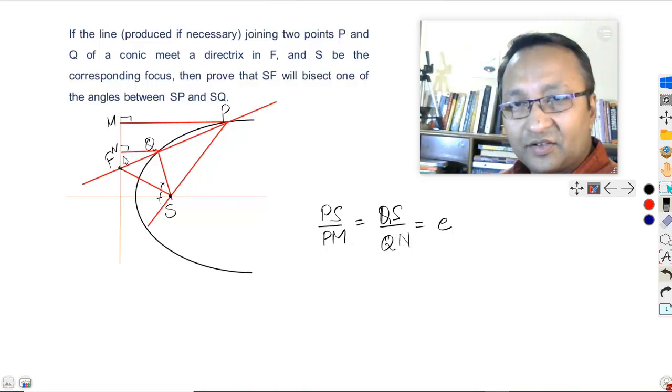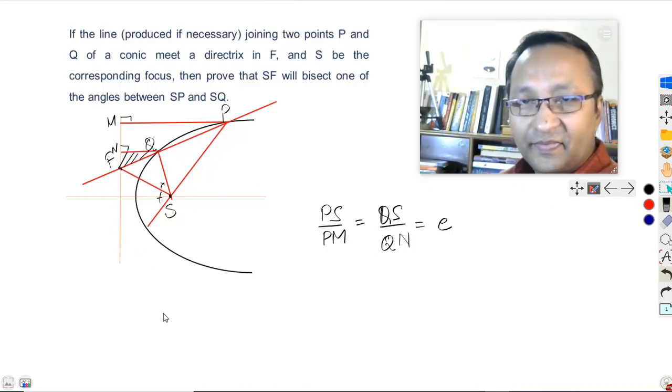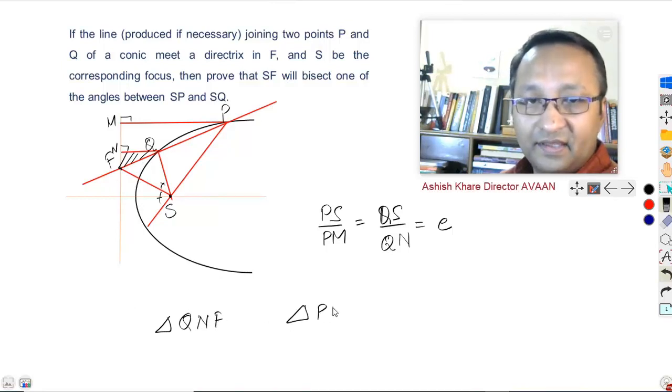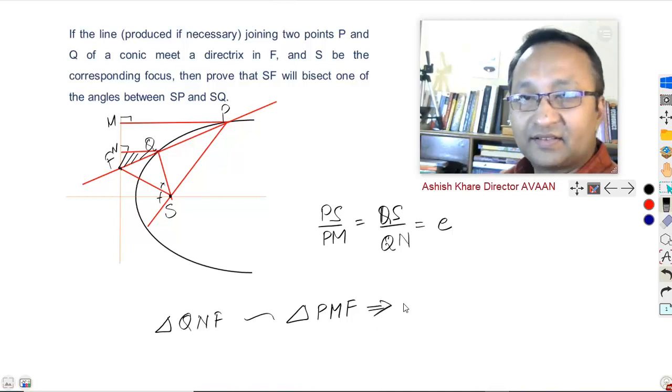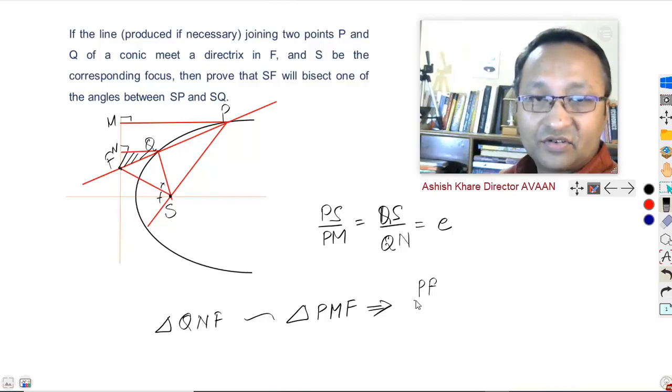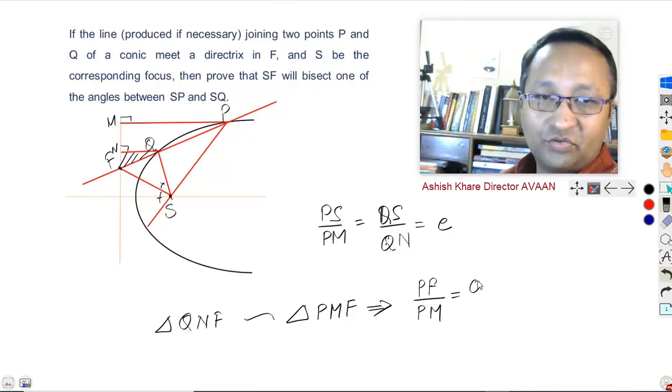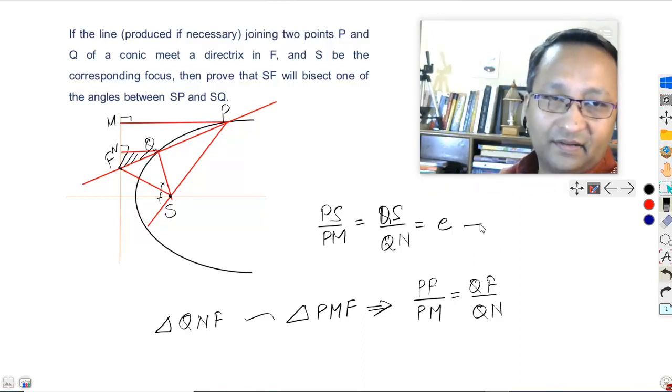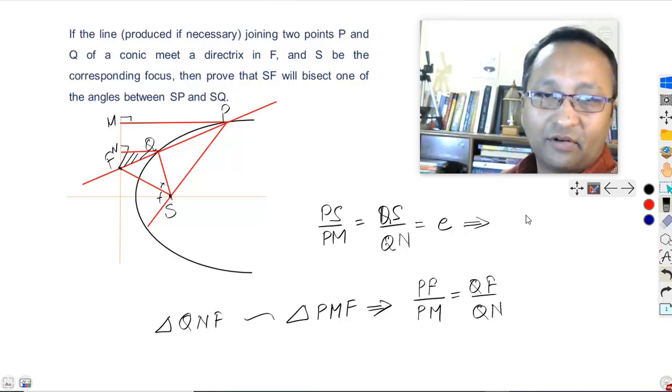Also, if I look at this point of time, these two triangles, triangle QNF and triangle PMF, they both are similar, which definitely implies that the ratio of their hypotenuse, that is PF, to the ratio of the perpendiculars PM should be equal to QF is to QN. Now if I rearrange the first equation that we got, then I get PS upon QS is equal to PM upon QN.